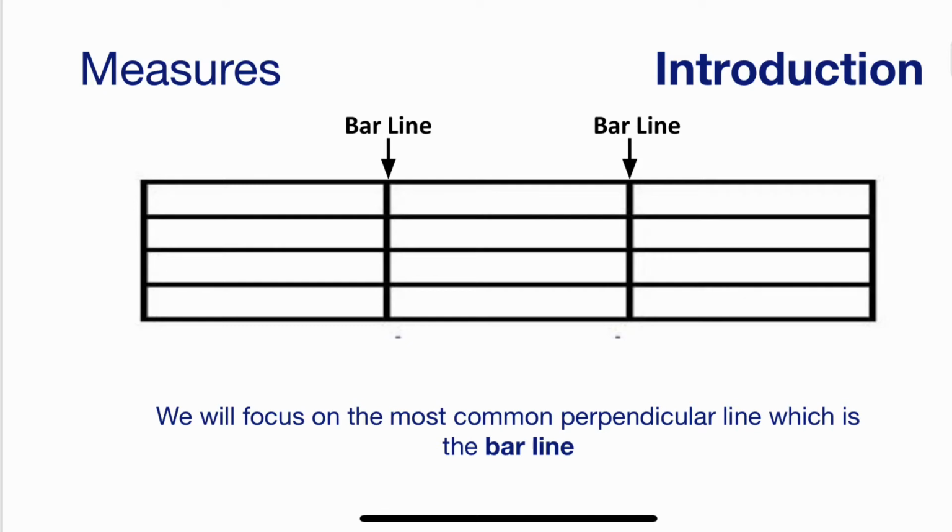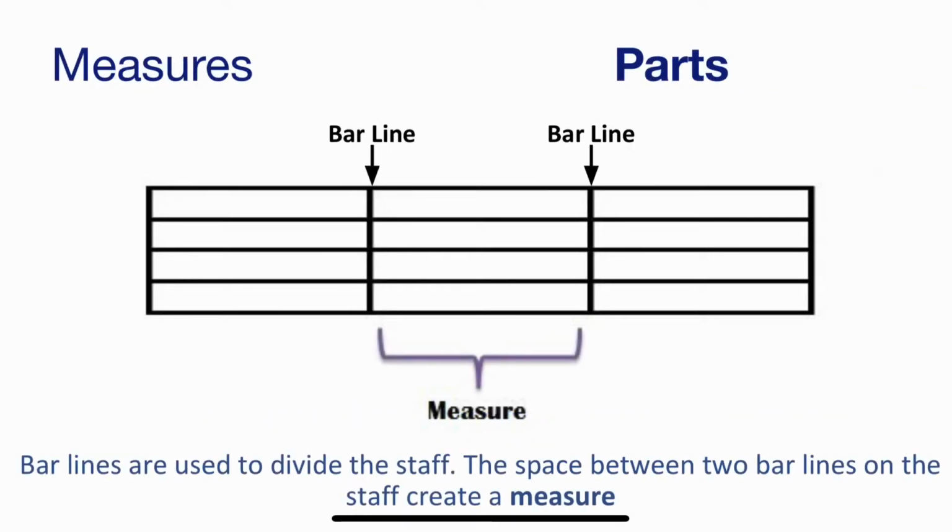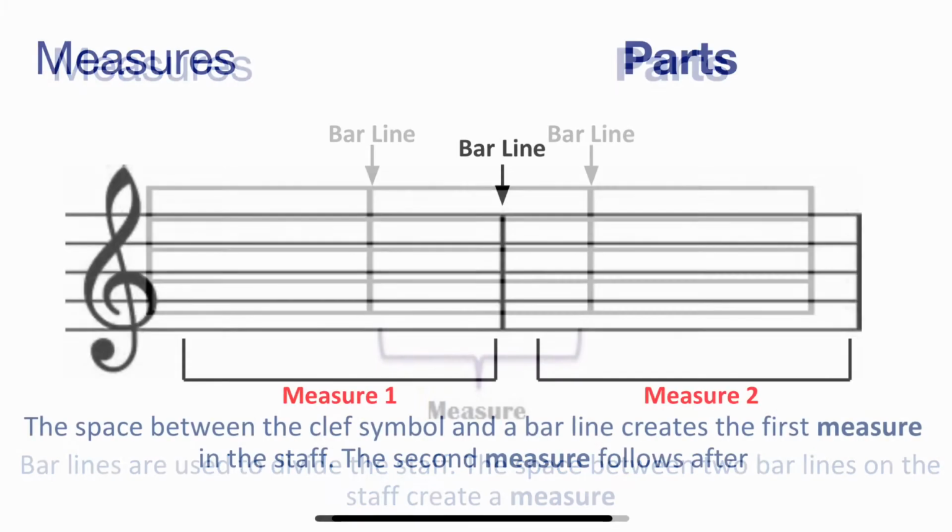Bar lines are also used to divide the staff. The space that's in between 2 bar lines is called a measure. The space between the clef symbol and a bar line creates the first measure in the staff.